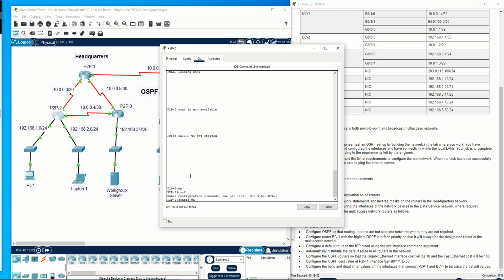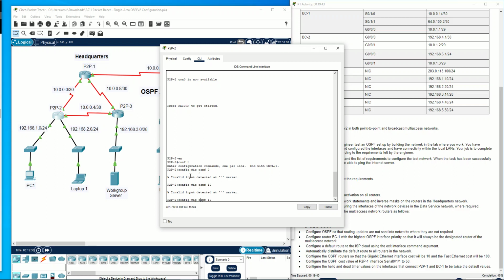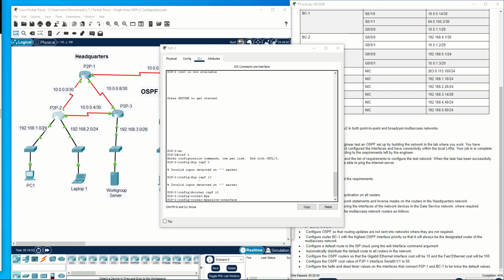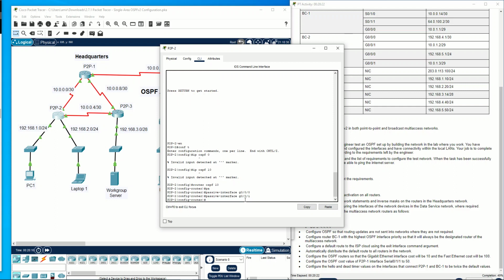Okay, you should go to, for example, first P2P1 and configure terminal, router OSPF 10. And right here, passive interface. Which interface is passive? Both of them are passive, G0/0/0 and also G0/0/1, because both of them are connected to laptop and PC1, and they don't have connection to other routers. And you should write here G0/0/0 and same also for G0/0/1.